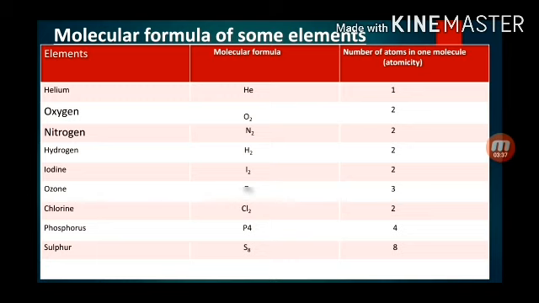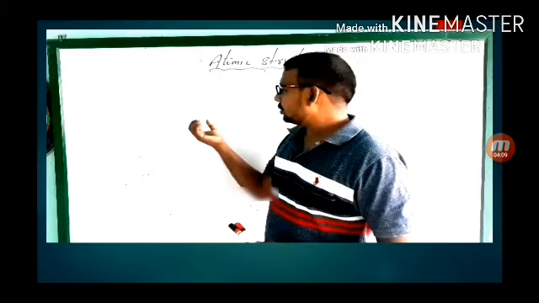And last you can see, in the case of ozone, its formula is O3 and its atomicity is 3. Chlorine, Cl2, atomicity is 2. Phosphorus P4, atomicity is 4. And sulfur S8, atomicity is 8. It is very clear from the picture, their representation, formula and their atomicity. Now see formation of compound and molecule.